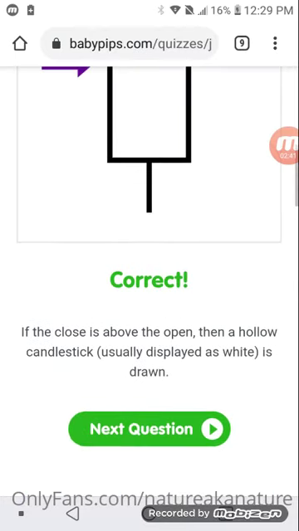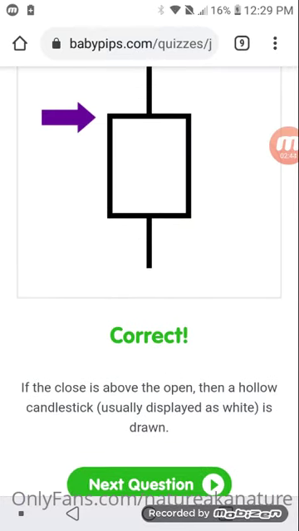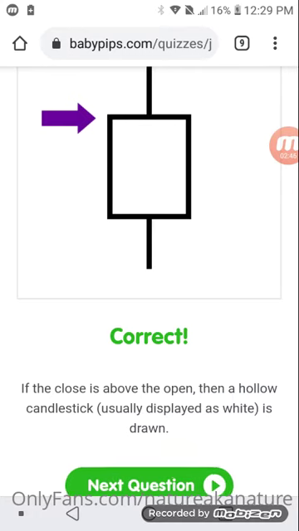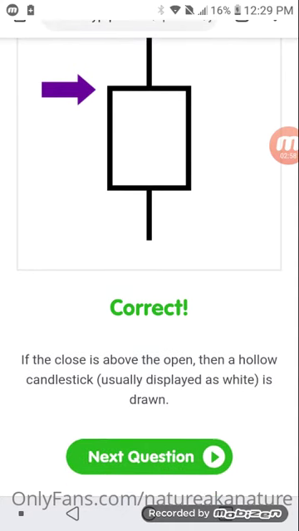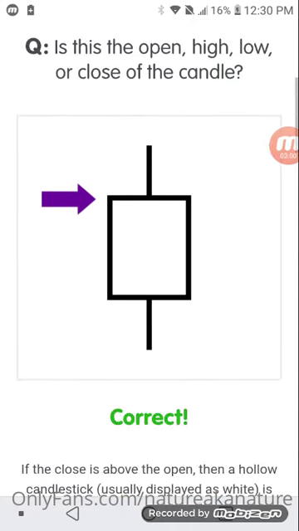If the close is above the opening, it's going to open at the bottom if it's white. If the close is above the opening, then it's a hollow candlestick. It's usually displayed as white, it's bullish, it's green. So correct, this is the close of the candlestick.